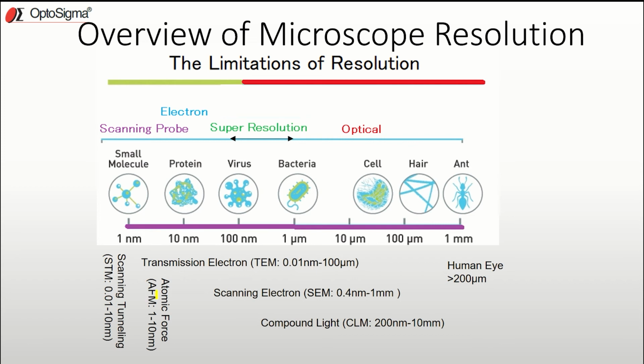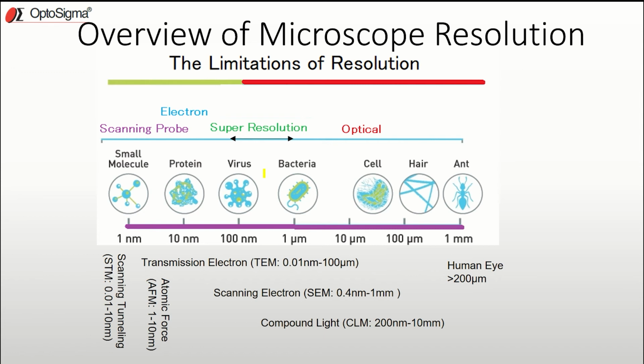Then you get into some of the scanning probe types, which are the atomic force microscope, which is down to the 1 to 10 nanometer range. And then the highest resolution is the scanning tunneling microscope, which gets down to 0.1 to 10 nanometers. So really, really high end. You're looking at things like molecules, proteins, viruses. Viruses are very significant these days.